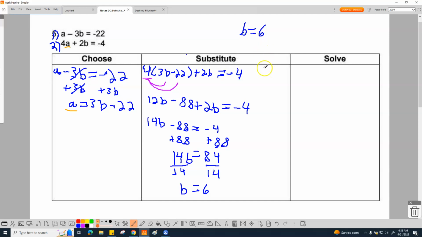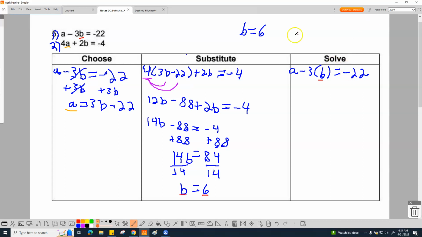Got it? Now what I can do is turn around and insert this into any equation. I'm going to just pick the first one again. So I'm going to have a minus 3, put my parentheses. I'm going to fill in my 6 now, equals negative 22. Where did I get that from? You can see it's equation 1. I'll go ahead and underline in red. So my b is equal to 6. This is my 6 right here, and this is my b up here. That's what I've plugged it into.